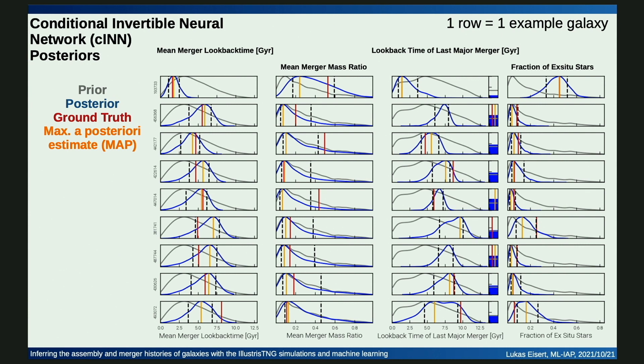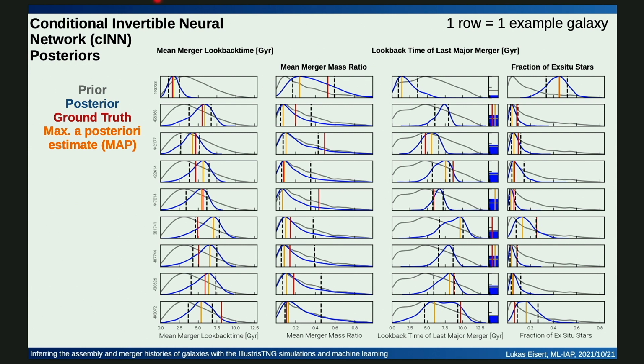So I'm doing this now for my 18,000 test galaxies. First, I want to show you the results for 9 randomly chosen galaxies. In each row is one of the example galaxies of my test sample, and each column is one of the statistics I'm inferring: the mean merger lookback time, the mean merger mass ratio, the lookback time of the last major merger, and the fraction of ex situ stars.